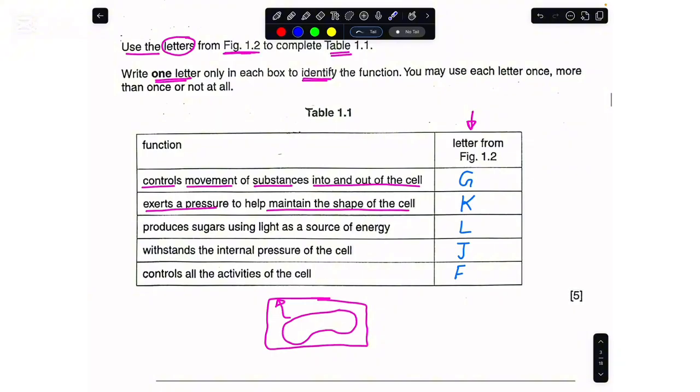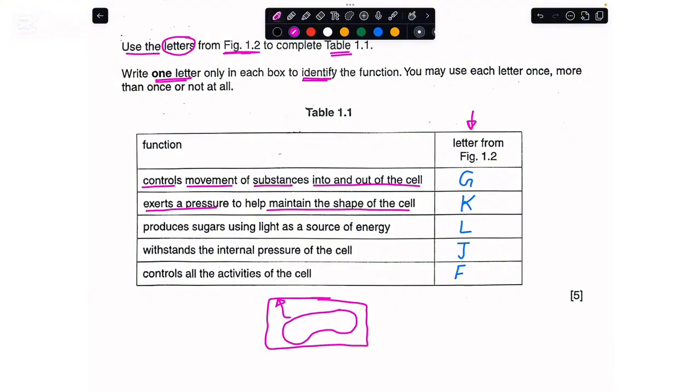The thing doesn't end here. They ask what produces the sugar using light as a source of energy. So what we know is that the production of the sugar like glucose happens within the chloroplast.